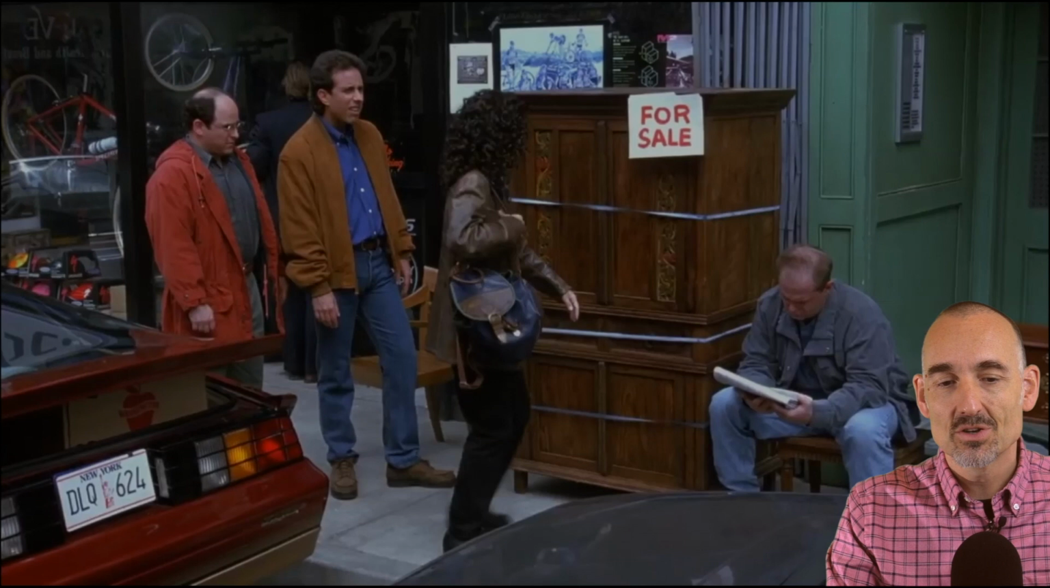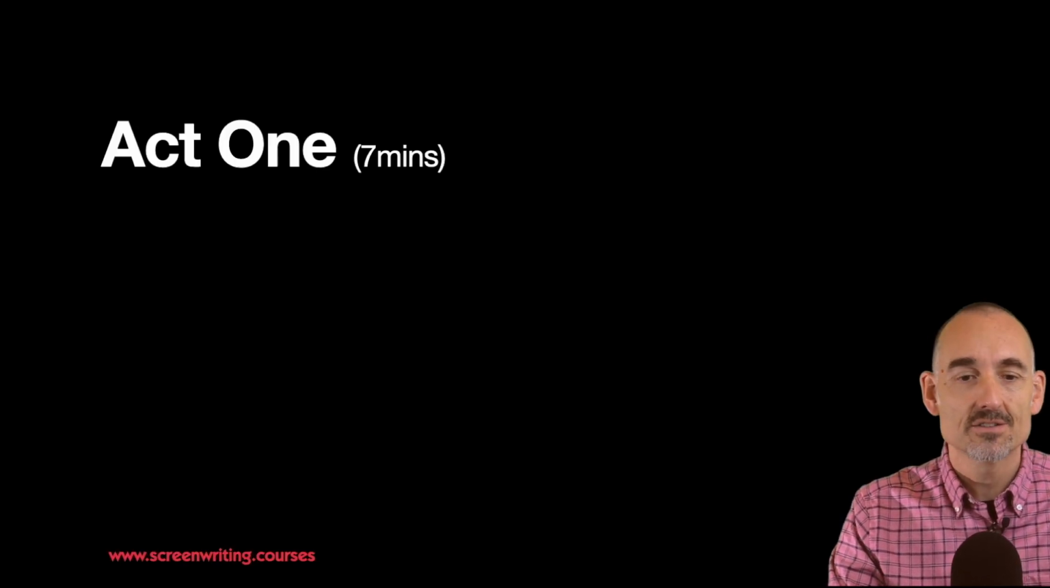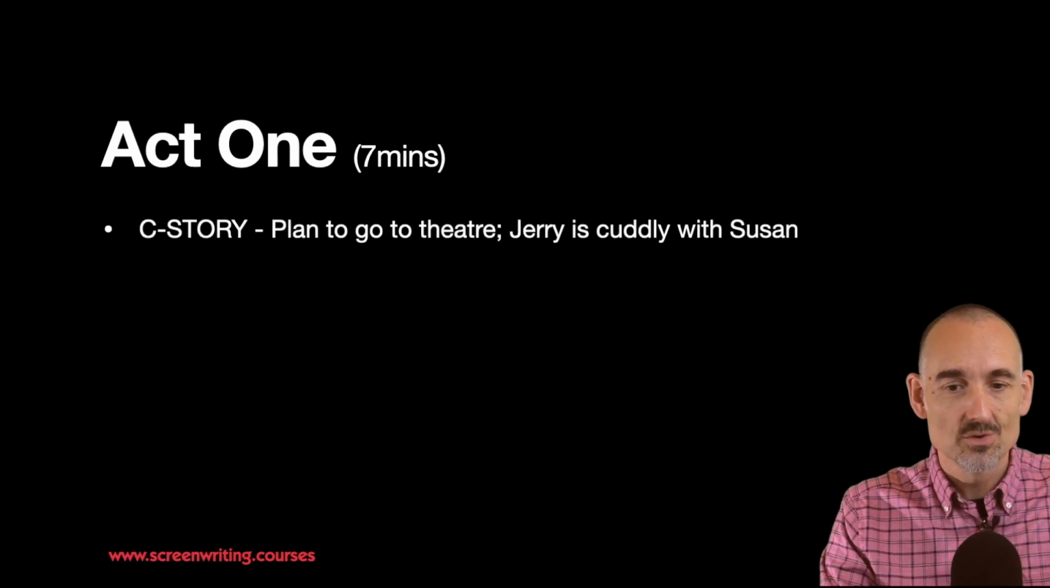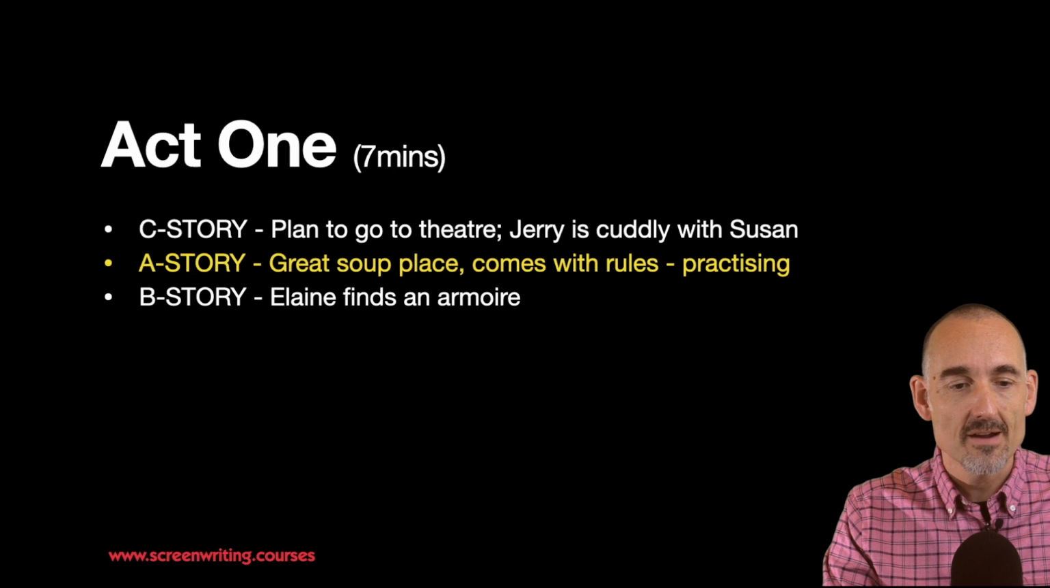Wow. Let's have a look at the overall overview of this first act. The first act of this episode runs for 7 minutes. We saw that the C story was being set up first. Then the A story where they're practicing the rules. Then we go to the B story where she finds an armoire.